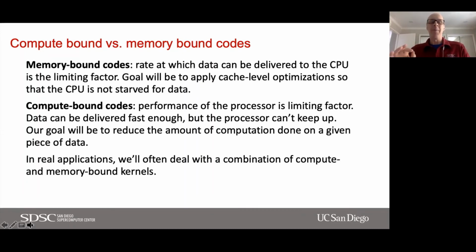So, memory-bound codes. These are codes in which the rate at which data can be delivered to the CPU is the limiting factor. Our goal is going to be to apply cache-level optimizations so that the CPU is not starved for data. In compute-bound codes, it's really the performance of the processor that's the limiting factor. We can get the data to the CPU fast enough, but the processor can't keep up. So our goal in this case is to reduce the amount of computation done on a given piece of data. In real applications, though, we're going to find that we have to deal with a combination of compute-bound and memory-bound kernels.